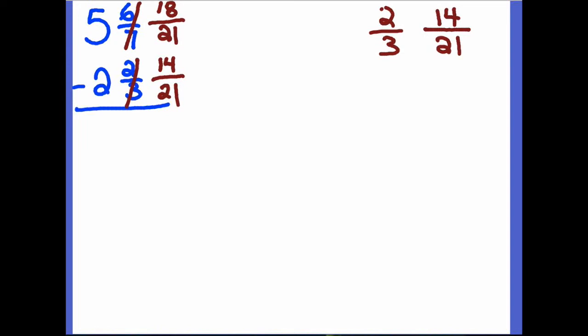22. What is your answer? 3 and 4 over 21. Anyone get anything different? What'd you get? 4, 3. Okay, but did you remember the whole number? Don't forget to subtract the whole number, too. So if you subtracted the whole number, then what would you get? 3, because 5 minus 2 is 3.